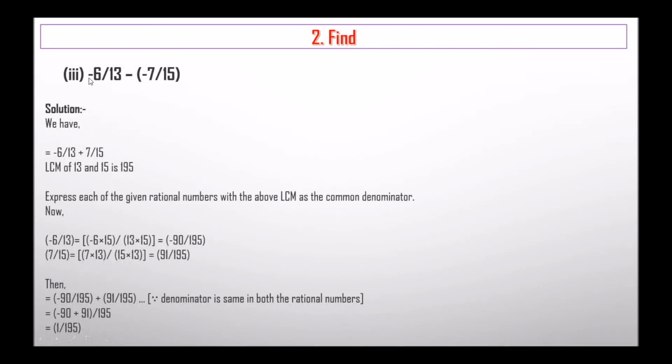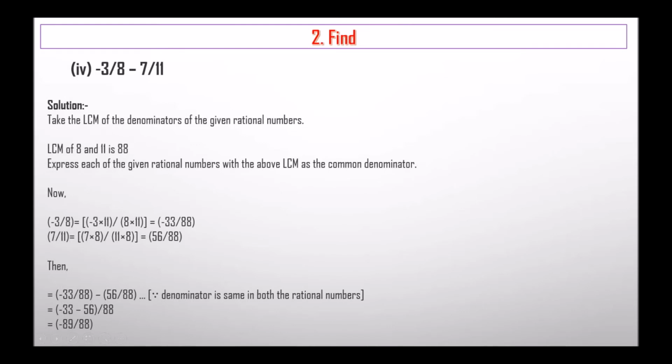Minus 6 upon 13 minus bracket minus 7 upon 15. So minus 6 upon 13 plus, this minus minus will become plus, so plus 7 upon 15. So LCM of 13 and 15 is 195. So we will take now the LCM. So we will get minus 90 upon 195 and 91 upon 195. Now we will add both of them. So minus 90 plus 91 upon 195, that is 1 upon 195.